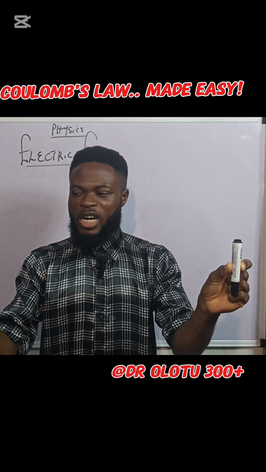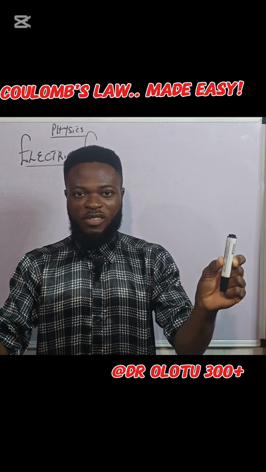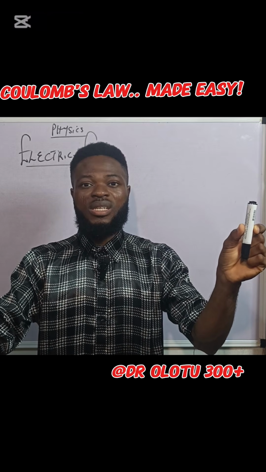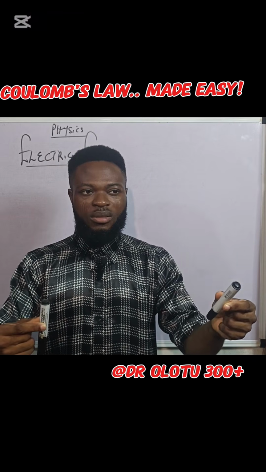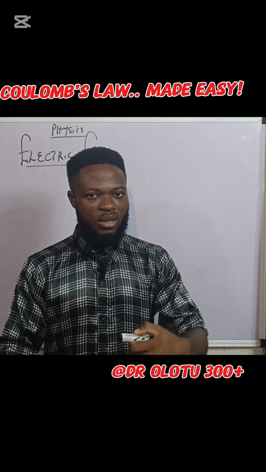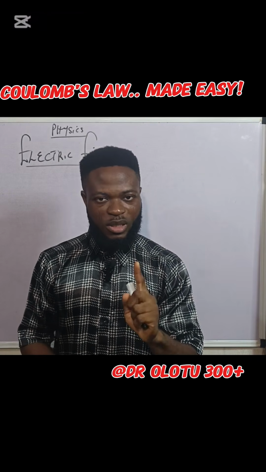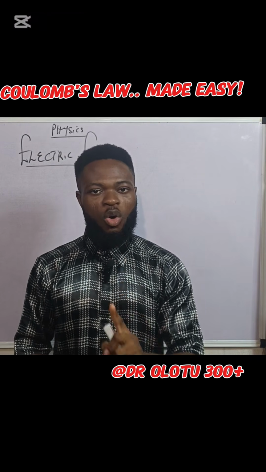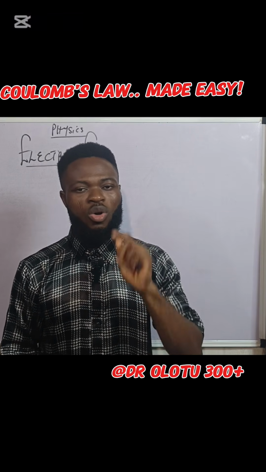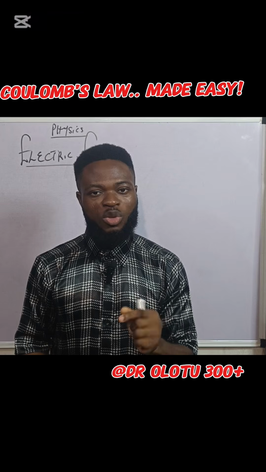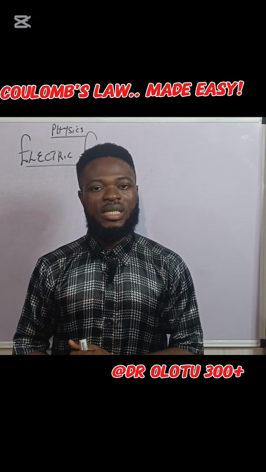He also said that if you have a big charge here and a big charge here, they are very big, the force increases. If they are very, very small, the force decreases. That means the force depends on the size of the charges and also on the distance between the charges. So, in better terms, Charles Coulomb said that the force of attraction or repulsion between two objects is directly proportional to the product of their charges and inversely proportional to the square of their distance apart.